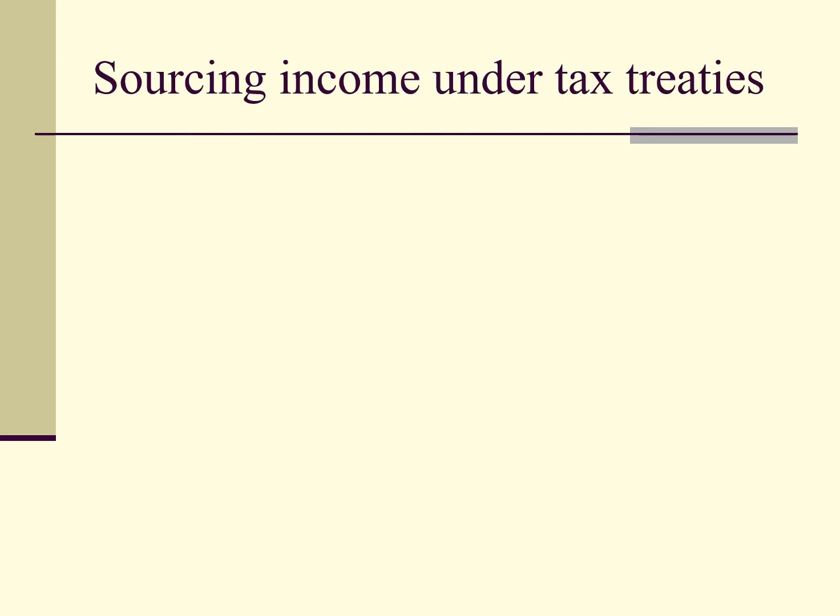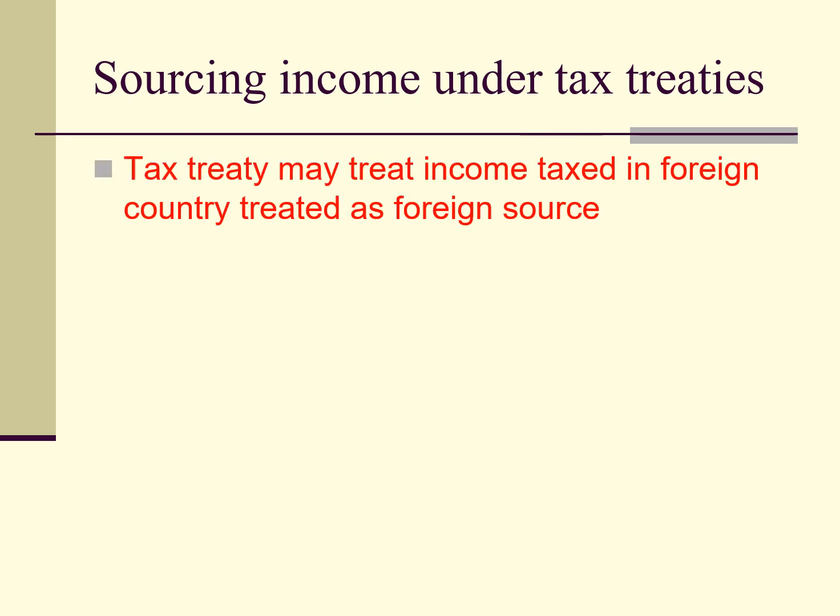Special income sourcing rules apply when there's a tax treaty. If a U.S. tax treaty allows a foreign treaty country to tax an item of gross income derived by a U.S. resident, then the treaty may also define that income as foreign source for purposes of the foreign tax credit. This provision of a tax treaty will override any U.S. rules that might characterize the income as other than foreign source.